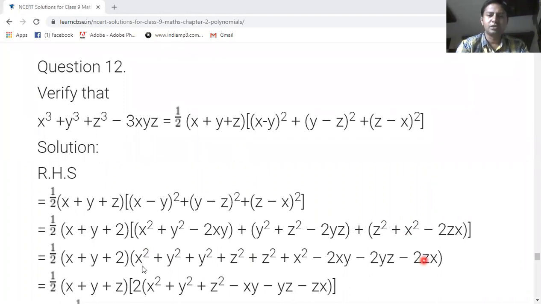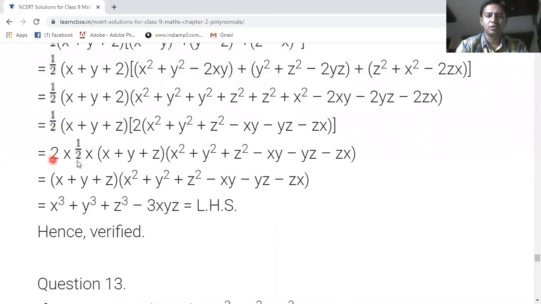If we add this, x square plus x square is 2x square, y square plus y square is 2y square, z square plus z square is 2z square, and 2xy, 2yz, 2zx. So we can take 2 common from this. That is half of x plus y plus z, 2 into x square plus y square plus z square minus xy minus yz minus zx. Now the 2 in the denominator and the 2 in the numerator will get cancelled.